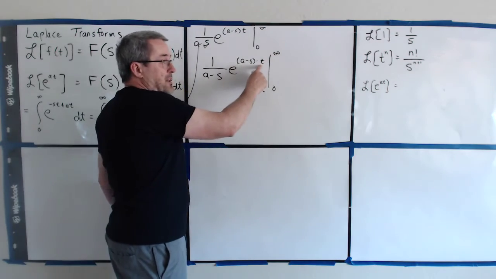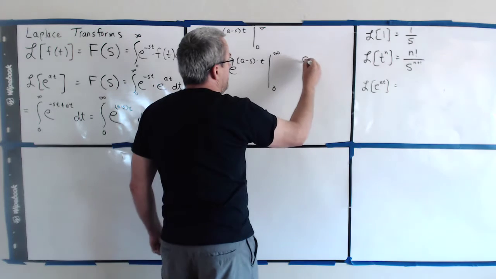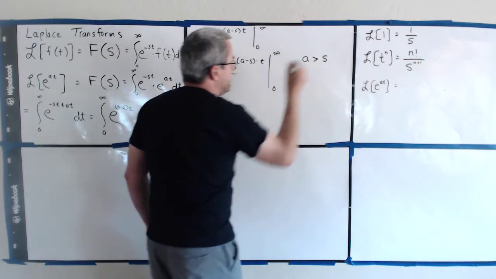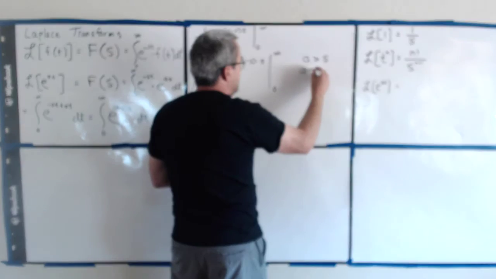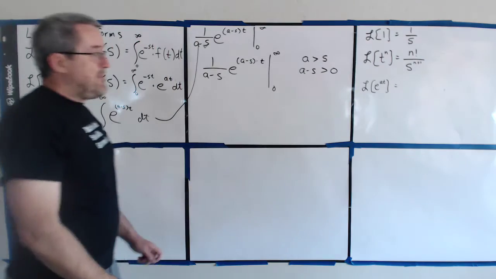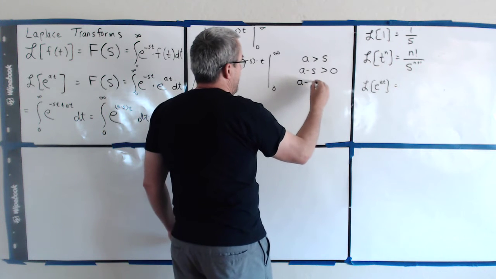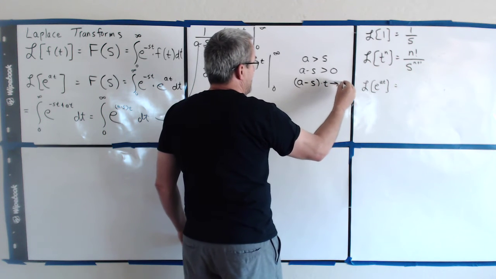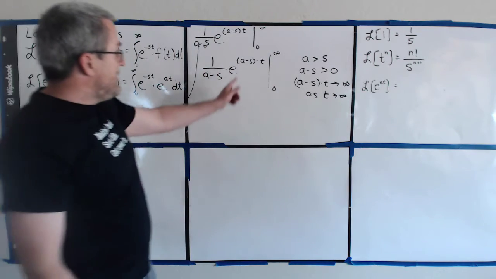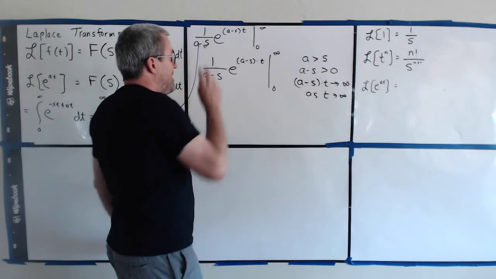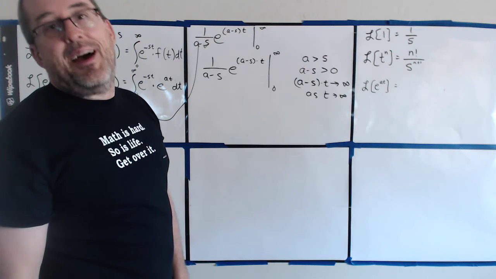As t gets really, really big, something interesting happens here. A minus s. What if a is bigger than s? What if this is bigger than this? Then a minus s would be greater than 0 if a is bigger than s. And if a minus s is bigger than 0, then a minus s times t just shoots off to infinity as t goes off to infinity. And so in the case where a is greater than s, and therefore a minus s is greater than 0, this integral diverges. Not of help at all.